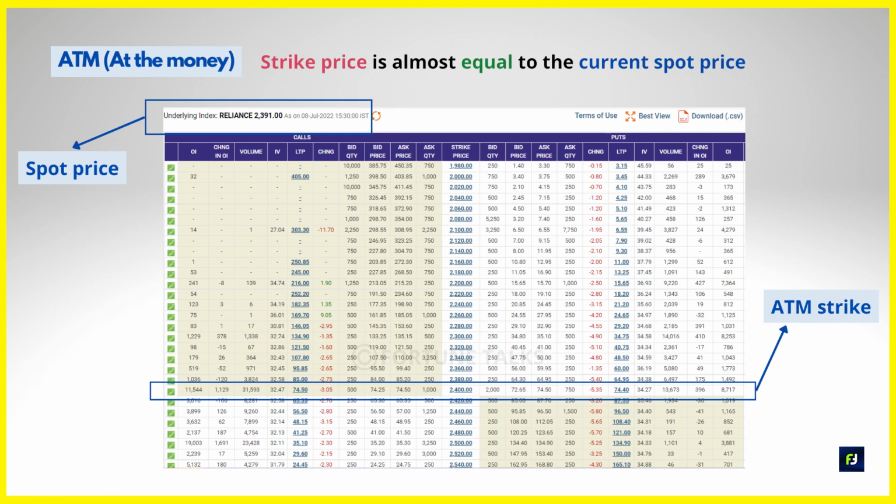A put option is said to be at the money if the strike price is almost equal to the current spot price of the security. The ATM strikes are usually represented at the center of the option chain, but the strike changes as and when the underlying price or the spot price changes.